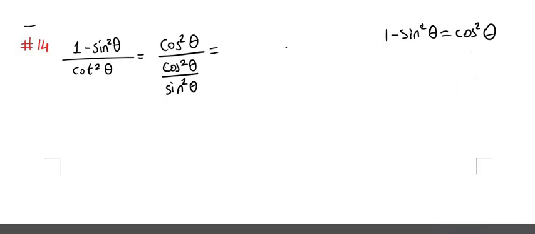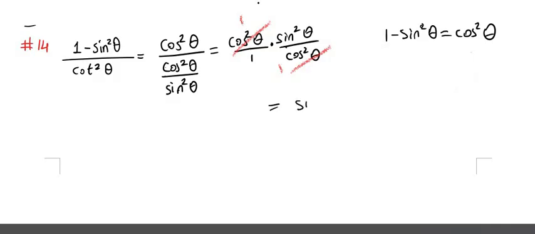Now keep the first fraction, which is cosine squared theta over 1, multiply by the reciprocal of the second fraction. So flip the second fraction. Now cosine cancels cosine. Cosine divided by cosine is 1. So our final answer is sine squared theta.